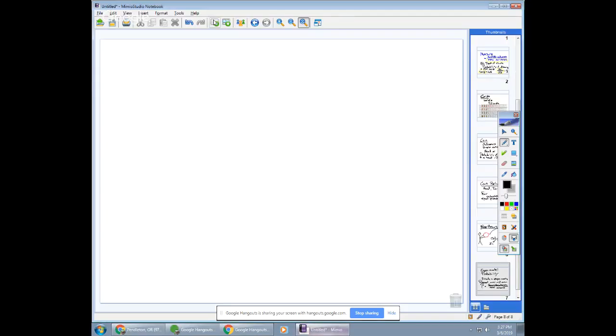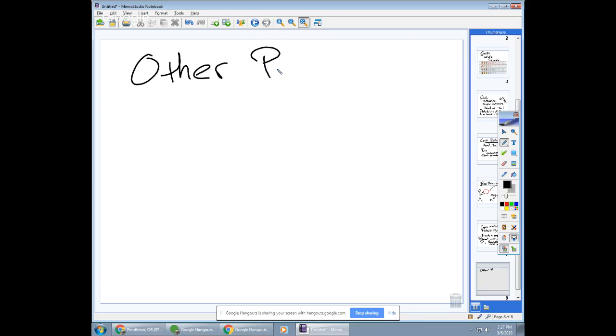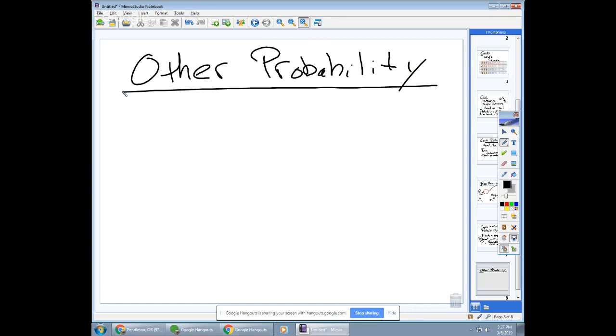So we have another version. Let's just call this other probability. A friend of mine called these EWAGs, or educated wild ass guesses.